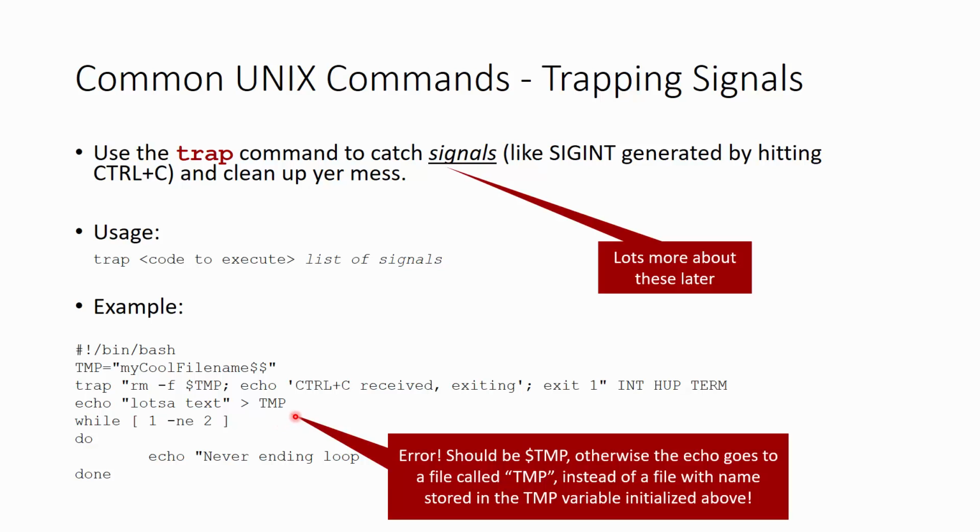As I've written it here, this is simply going to take lots of text and dump it into a file called directly TMP. So the value myCoolFileName plus the process ID is not actually used as part of this echo statement. So later, if you try to open up a file with the name myCoolFileName, it won't exist. Instead, you'll have this file called TMP. So watch out for this classic, easy-to-cause error.